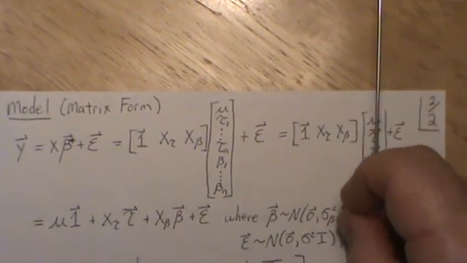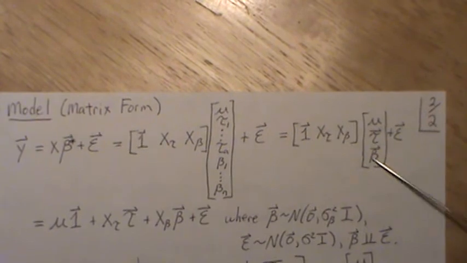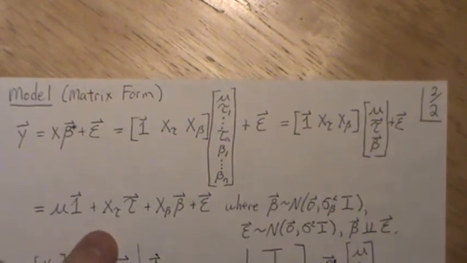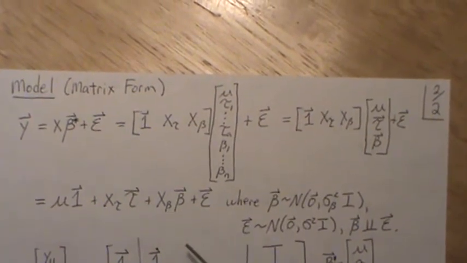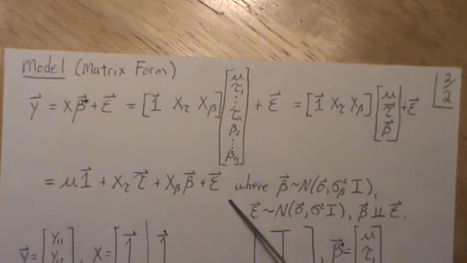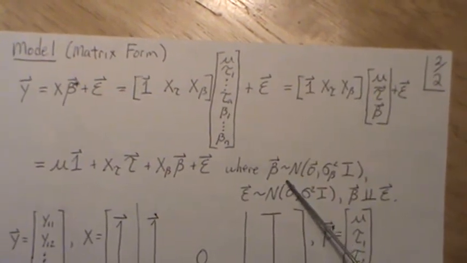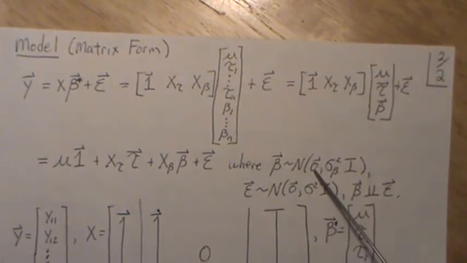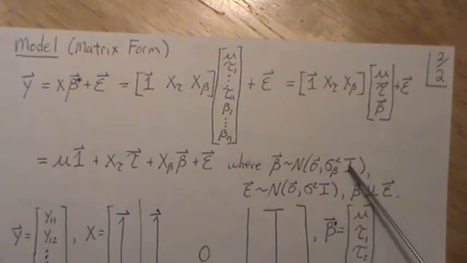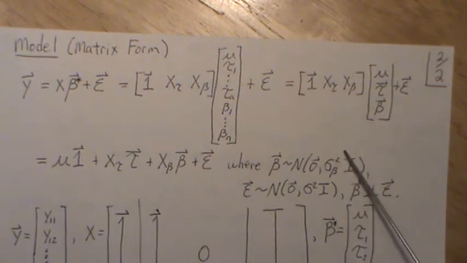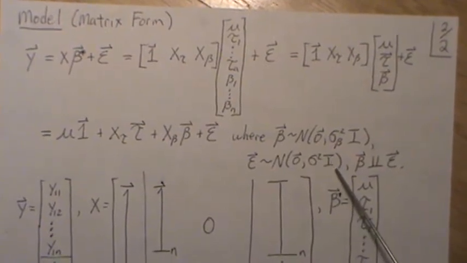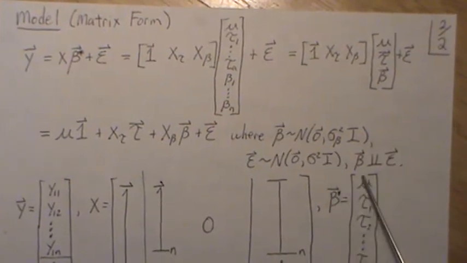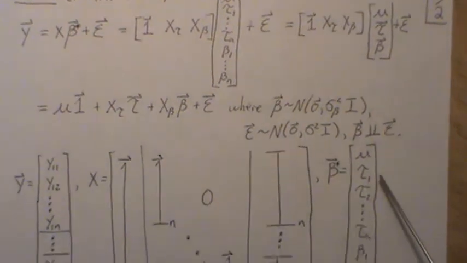Now when we do this multiplication here, we get this: mu plus x tau times tau plus x beta times beta plus error. Here the betas are IID, normally distributed with mean 0 and variance-covariance matrix sigma beta squared I, so it's just down the diagonal. The epsilons are normally distributed, mean 0, constant variance sigma squared. Covariances are 0, and beta and epsilon are independent.